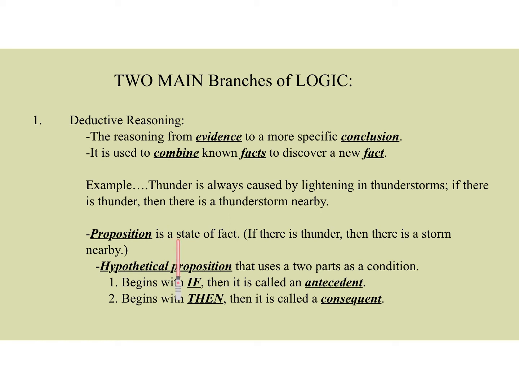Proposition. A proposition here is talking about a state of fact, basically. In other words, if there is thunder, then there is a storm nearby. So then you have your hypothetical propositions that use two parts as a condition. If it begins with if, then it's called an antecedent. If it begins with then, it is called a consequent.